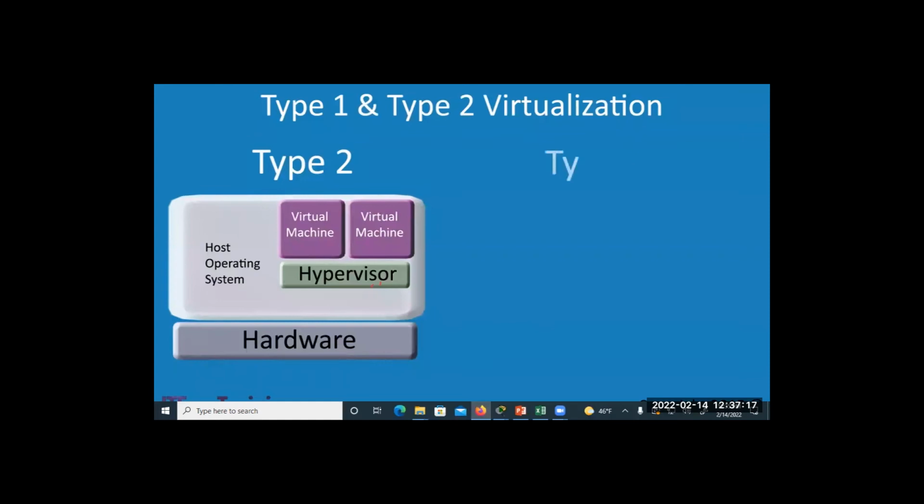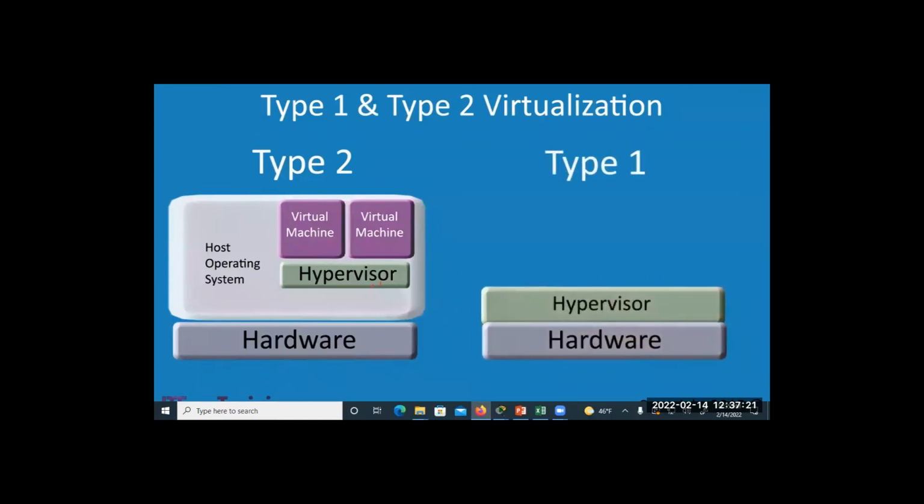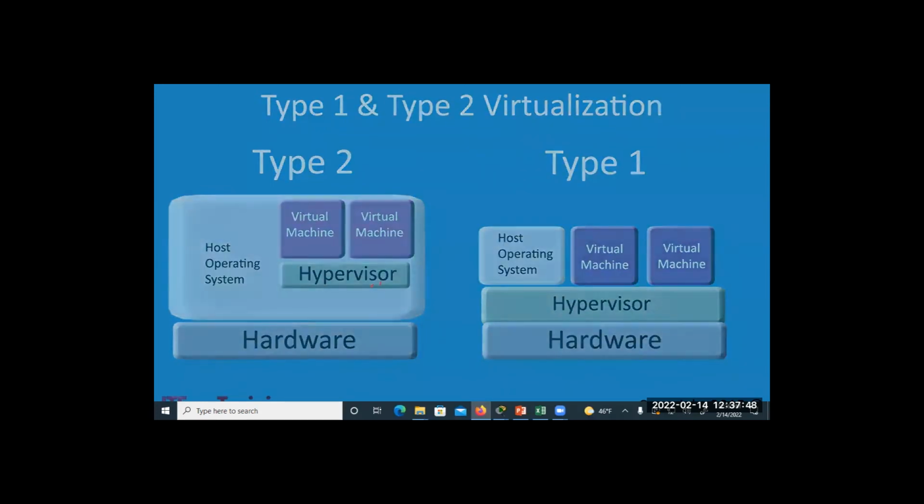Type 1, in contrast, works like this. On the hardware layer, the hypervisor is installed on top. The difference with Type 1 is that the operating system runs on top of the hypervisor. If any virtual machines are installed, they also run through the hypervisor. Type 1 virtualization offers better performance than Type 2. However, often Type 1 will require certain hardware features. For example, require virtualization to be supported in the CPU and be enabled in the BIOS.